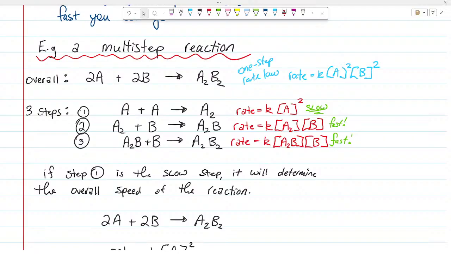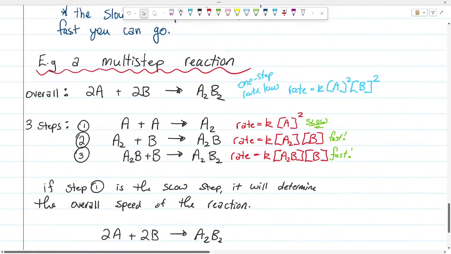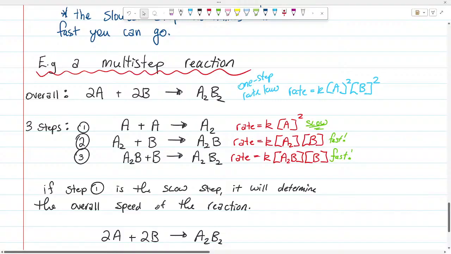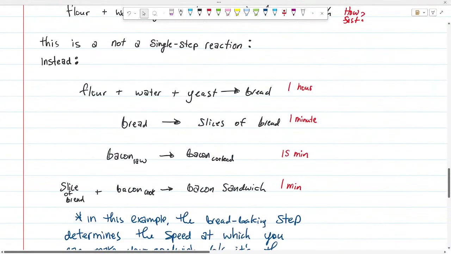Square, not a circle? Great question. Again, because it depends on the slowest step, right? If we went back to this example, the rate depends on how much flour, how much water, how much yeast you have, because that's going to speed your bread making process up. But you could add bacon all day and it's not going to make your bacon sandwiches any quicker, because in the end, what's slowing you down is making the bread.